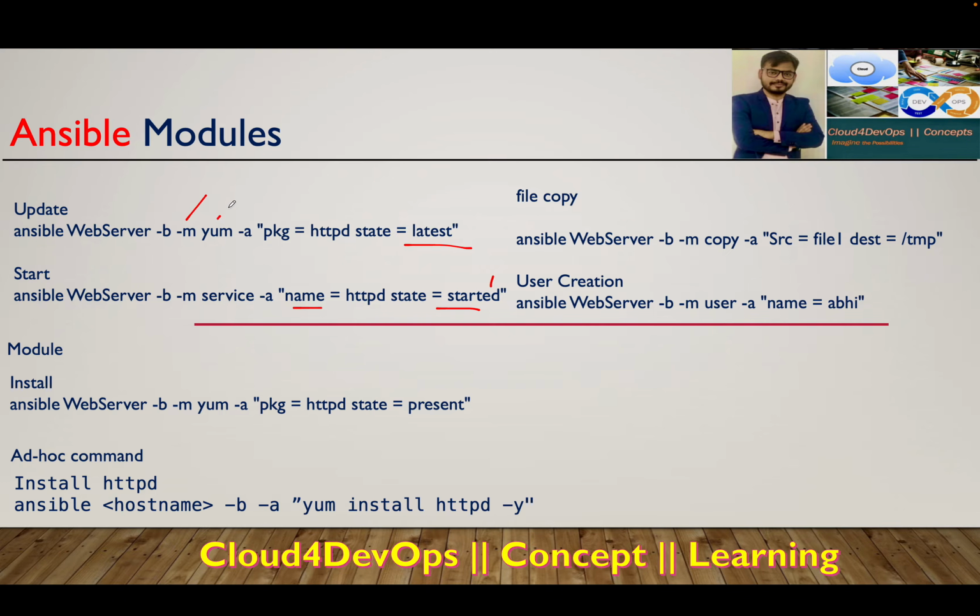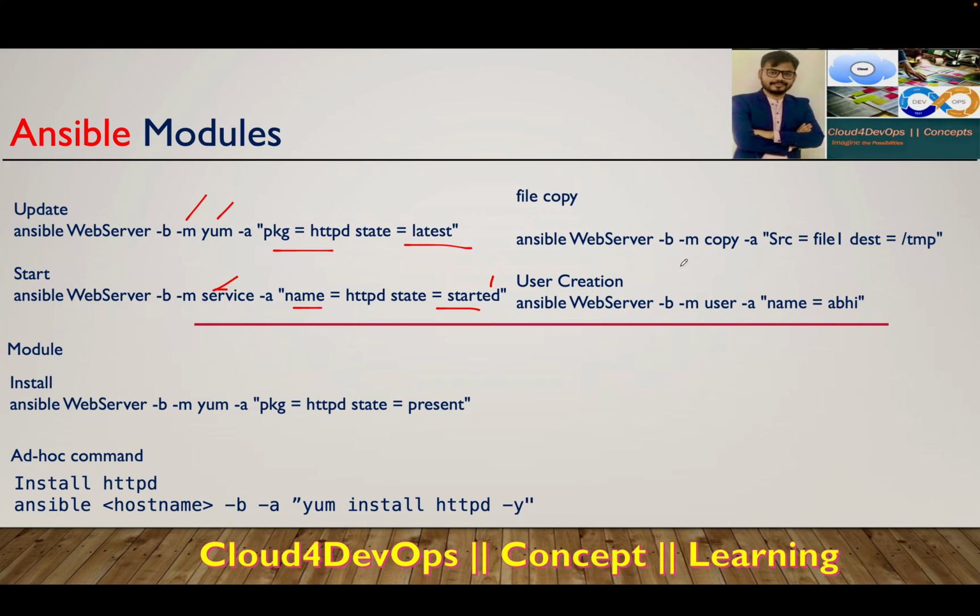Here, just try to focus over here. The module name is yum, because I am trying to get the latest package and install it on top of your existing Apache server. Here the module is service, because we are trying to start HTTPD. That's why the module over here changed to service.